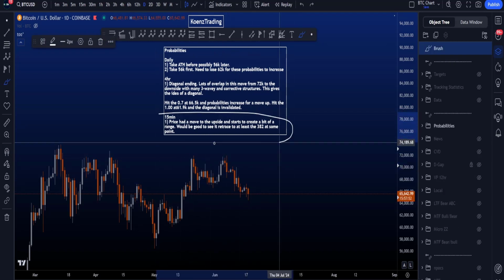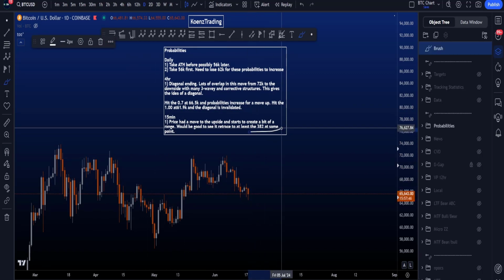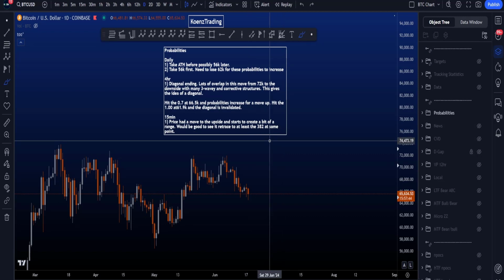On the 15-minute time frame, price had a bit of a bounce towards the upside, and it would be good to see it retrace to at least the 0.382 and then look for some proof of support for a bit of a bigger bounce.